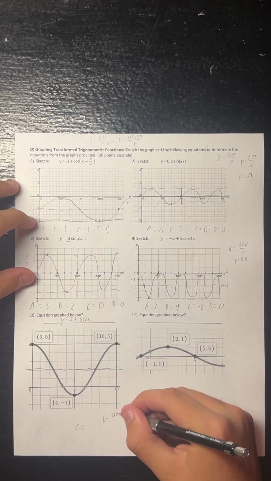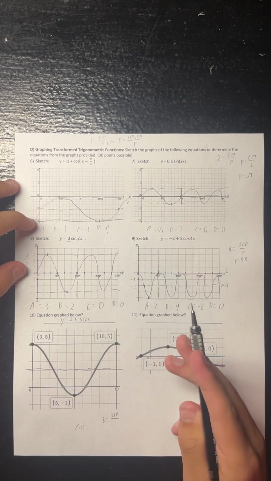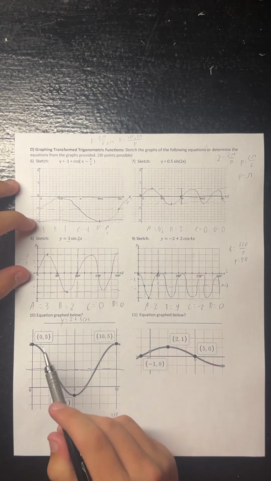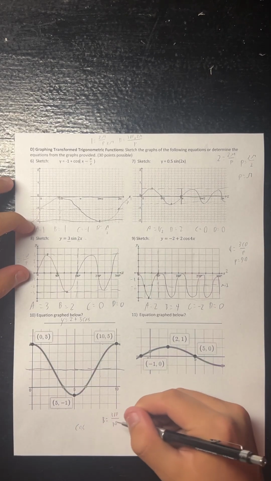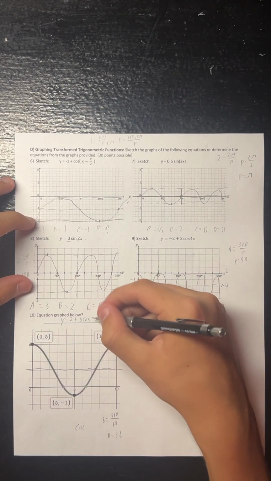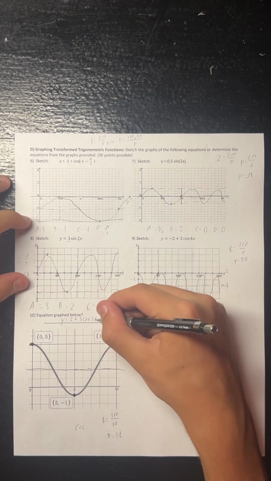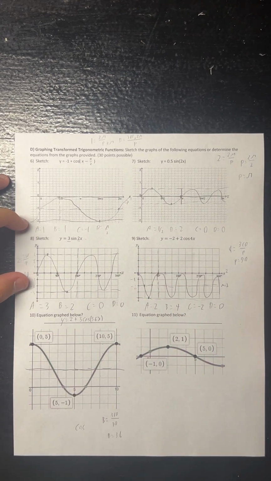And that is the period, so b equals 360 over period. Well, what does this period look like? It starts from 0 and ends at 10, so 360 over 10, so b equals 36. So 3 cosine 36x. And that is how to graph that function.